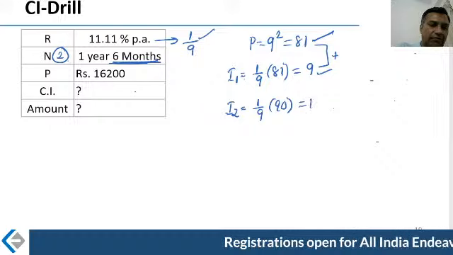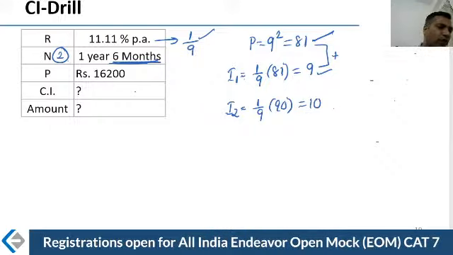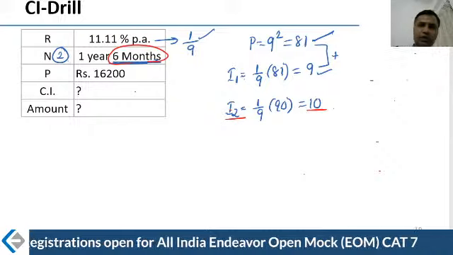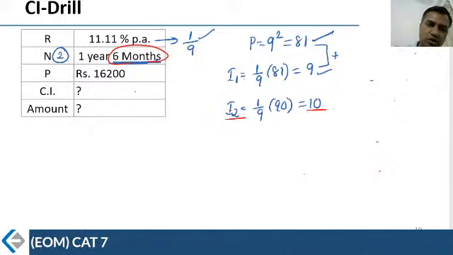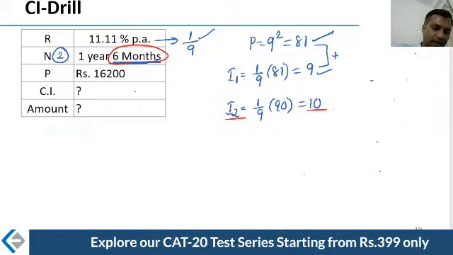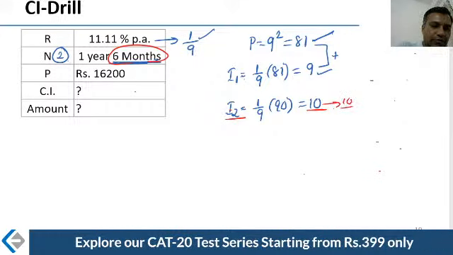What is 1 by 9th of 90, friends? 10 rupees. What is this 10 rupees? 10 rupees is for the entire second year, but you withdrew at the end of 6 months. You did not keep it for the entire second year. Therefore, half of the second year means I just have to do 10 by 2. I will get 5 rupees here.